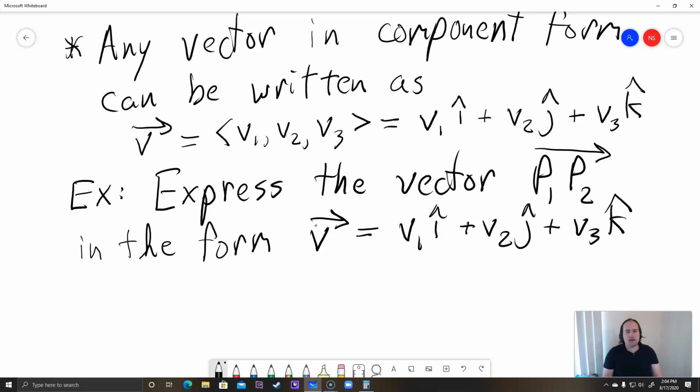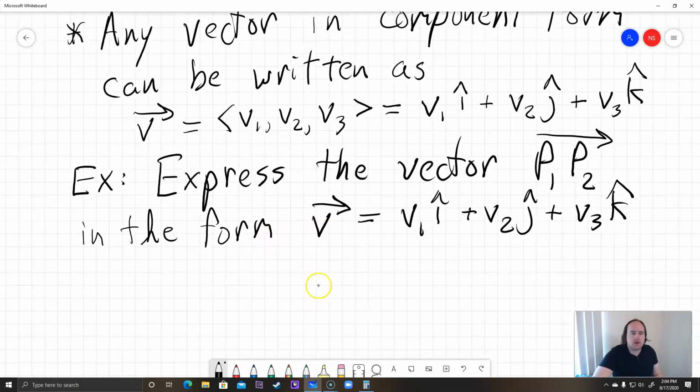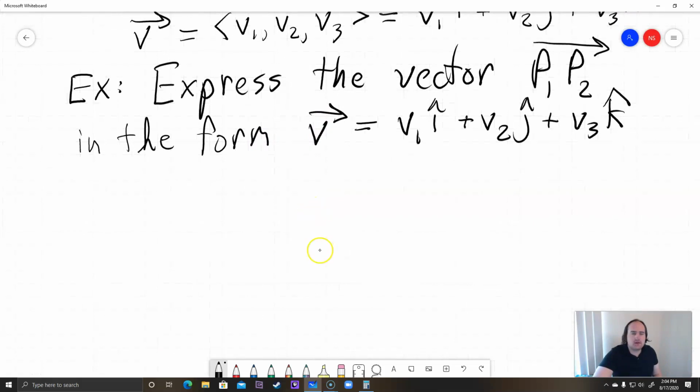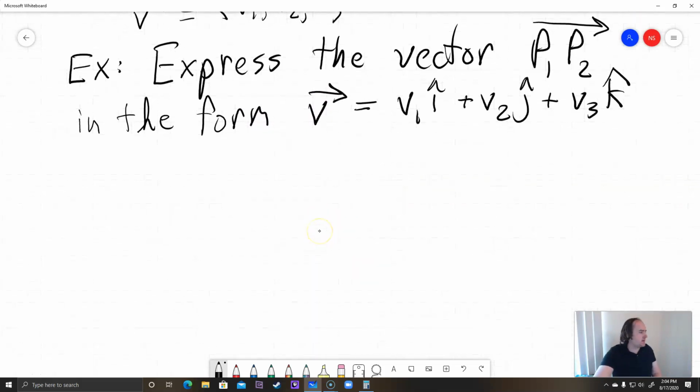And by the way, in our book, they don't have the little hats. They actually just make the i, the j, and the k bold. But when people are writing on paper, they like to put the hat on it because you can't really make what you're writing down bold. So the hat means that it's bold. Okay, so for our vector P1P2, they give us some information.